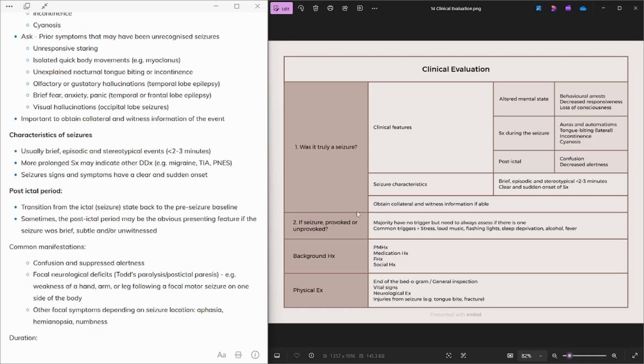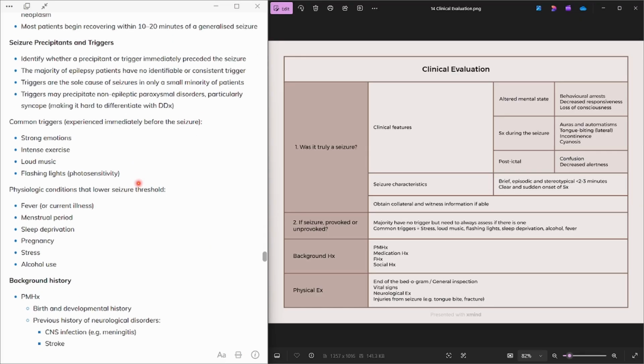The next is characteristics of a seizure. So seizures are usually brief, episodic, and stereotypical events lasting less than 2 to 3 minutes. So if they keep happening, they will happen usually in the same manner over and over again. More prolonged symptoms, so not brief, may indicate other differentials such as migraines, a stroke, and psychogenic non-epileptic seizures. And the seizure's signs and symptoms typically have a very clear and sudden onset.